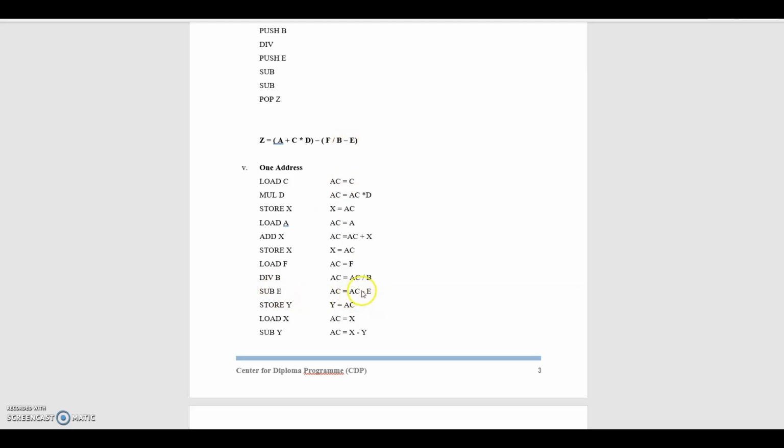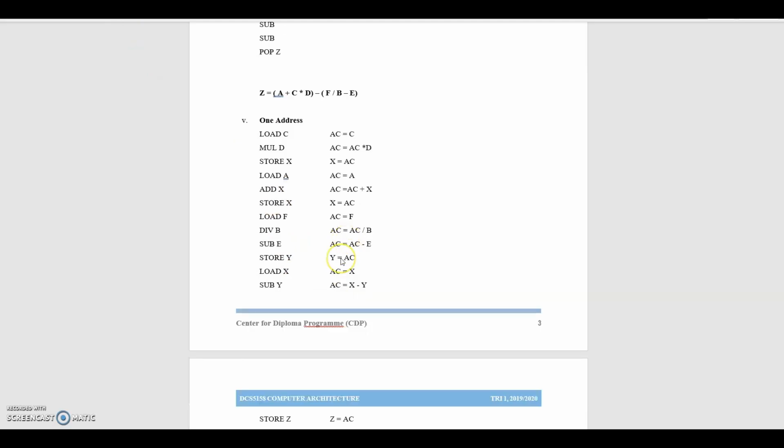We subtract with E. So this AC contains F divide B, F divide B minus E. We get this whole expression. We store again in a temporary address in Y. We store in Y, and then we combine these two expressions, left and right, with a subtraction in the middle.